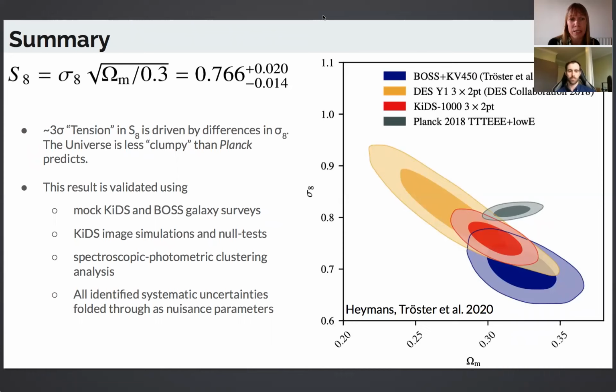I hope we've given you a bit of a flavour of how this result is validated. We've got a bunch of different mock surveys, image simulations, null tests. Angus is going to take you through the spectroscopic and photometric clustering analyses, and all of the systematic uncertainties we've identified have been folded through as nuisance parameters. So an interesting result, tantalisingly close. It's not the 4 sigma that a lot of us wanted on the day of unblinding, so that we could really say that there really is something significant here.